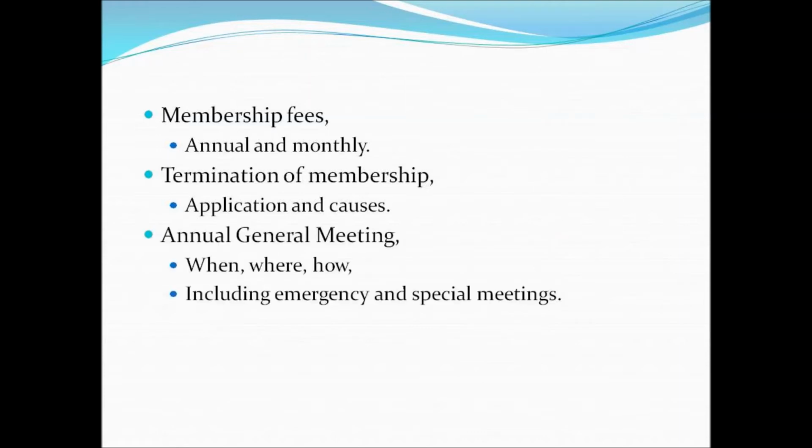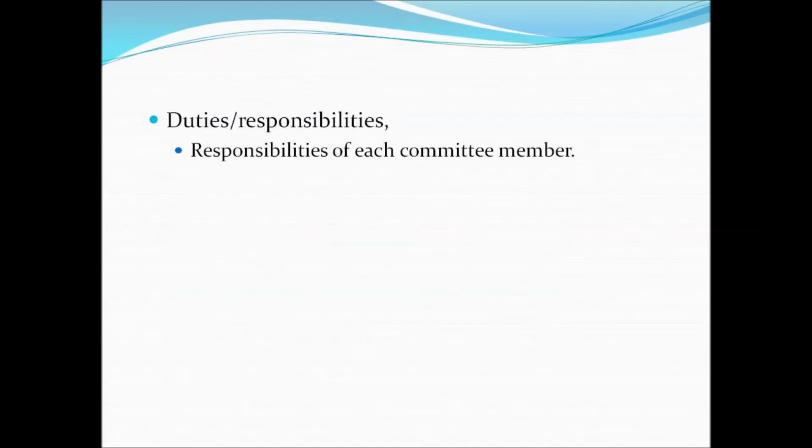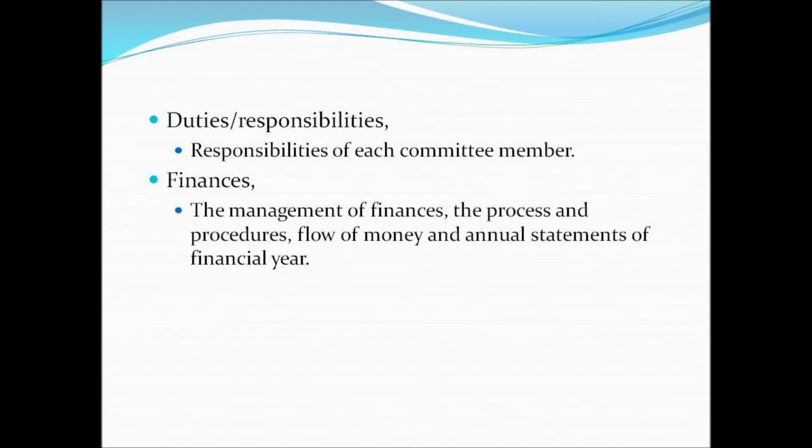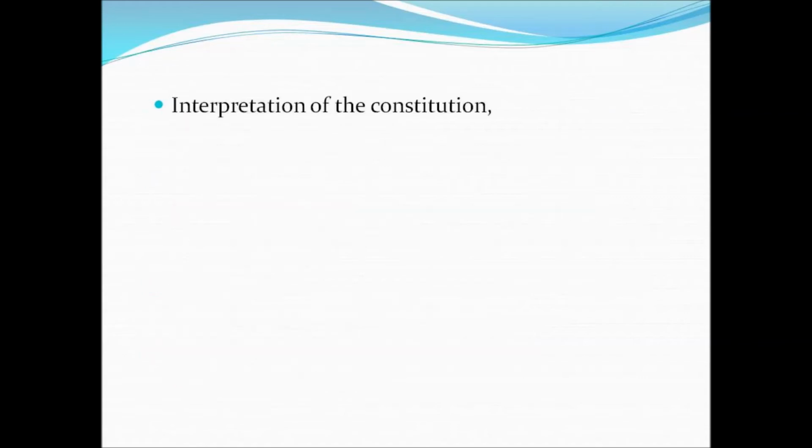Annual general meeting, where, when, how, including emergency and special meetings. So we need to convene at least once a year. The committee members. The election process, the names, criteria, and organization. Organization is basically the employment, and again, at least 7. Duties or responsibilities of each committee member. Finances, the management of finances, the process and procedure, flow of money, annual statements, and all those. Auditors, functions and duties. We need to have at least 2, I think. Immovable properties, at this point we don't have any yet. The interpretation of the constitution, in case there's any ambiguity.